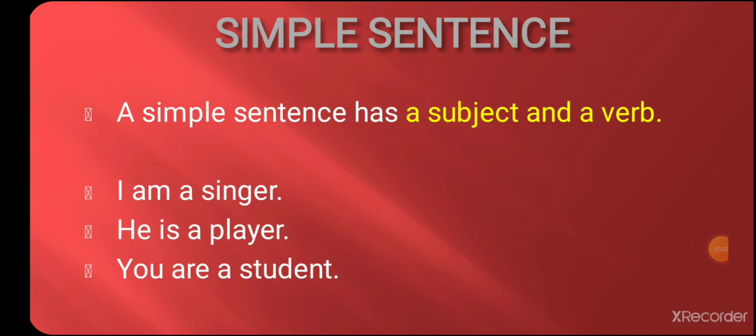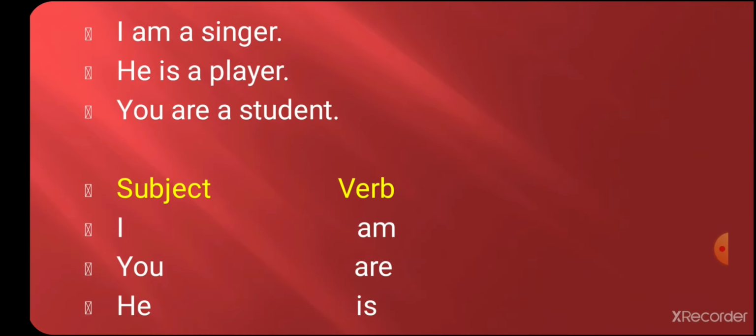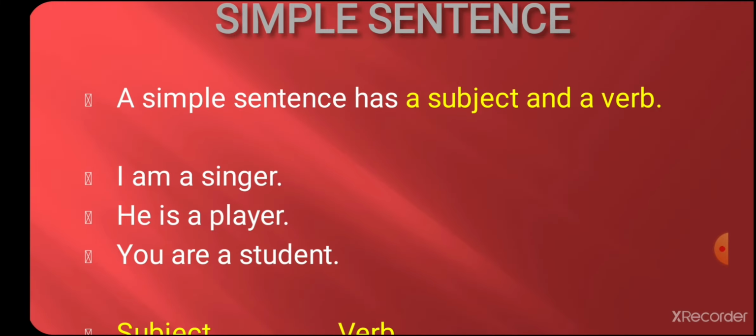Let's move on to the simple sentence. A simple sentence has a subject and a verb. For example, I am a singer, he is a player, you are a student. Here in the first sentence, I am a singer, the subject is I and the verb we have used here is am. Remember that sentences that have only one subject and one predicate and make complete sense are known as simple sentences.